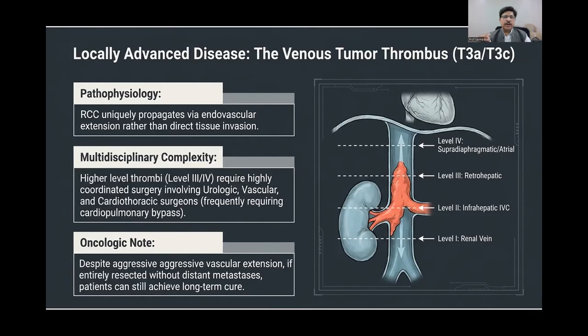Multidisciplinary complexity: higher level thrombi, level 3 and level 4, require highly coordinated surgery involving urological, vascular, and cardiothoracic surgery. And an oncological note: despite aggressive vascular extension, if entirely resected without distant metastasis, patients still achieve a long-term cure. That's very important.